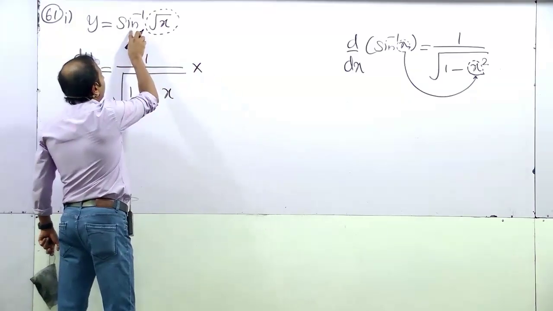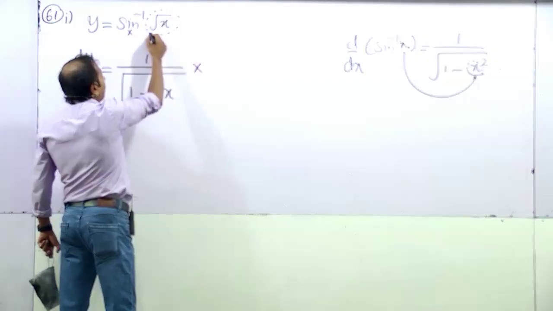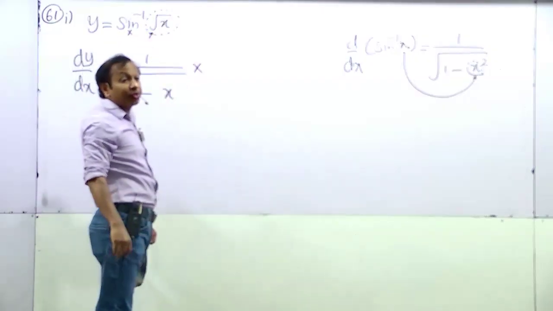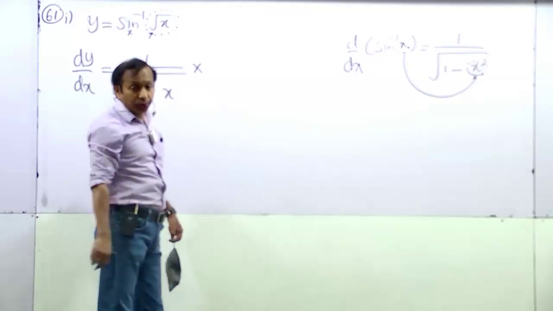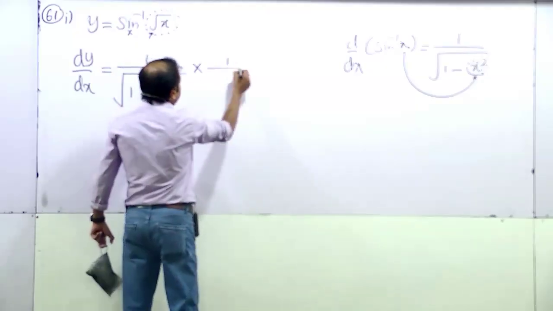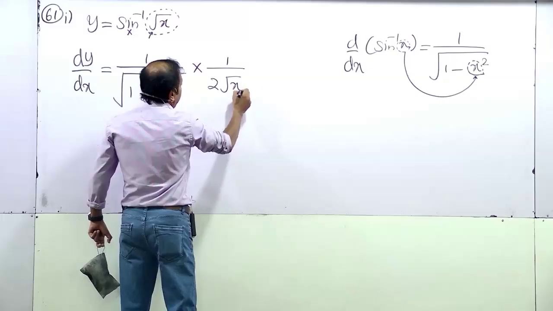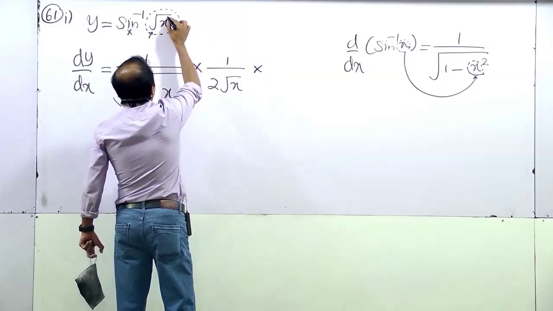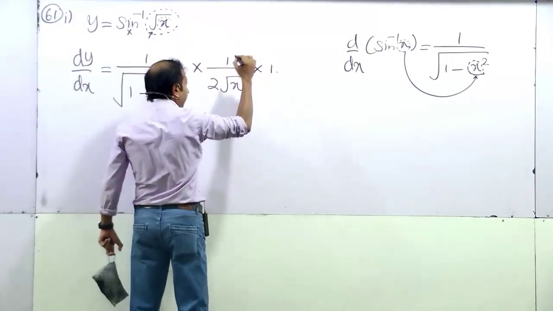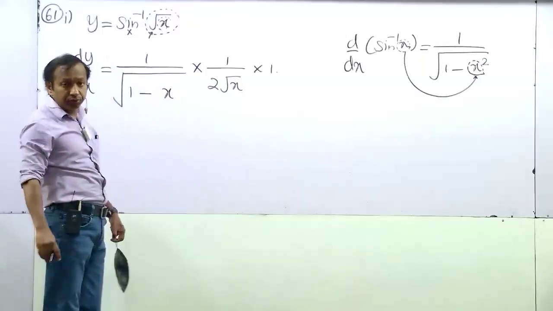Now, this is differentiated, that is okay. Now we have root. What is the derivative of root? 1 over 2 root x, multiplied by now the derivative of x, which is 1. Understood?